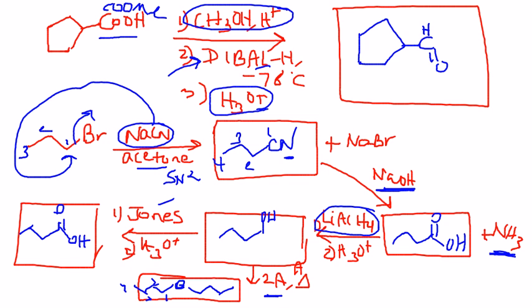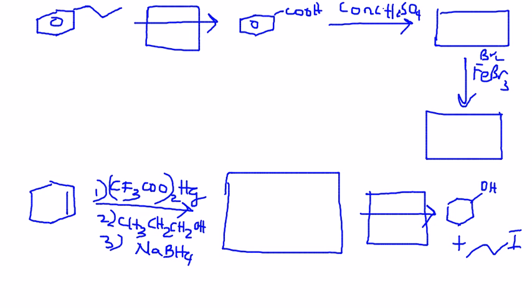That should be a product. Okay, we have propylbenzene and we want to convert it into benzoic acid. So hopefully you recall from class that you must treat this with a strong oxidizing agent such as KMnO4, followed by hydrolysis to get rid of the transition metal. That will give you benzoic acid.